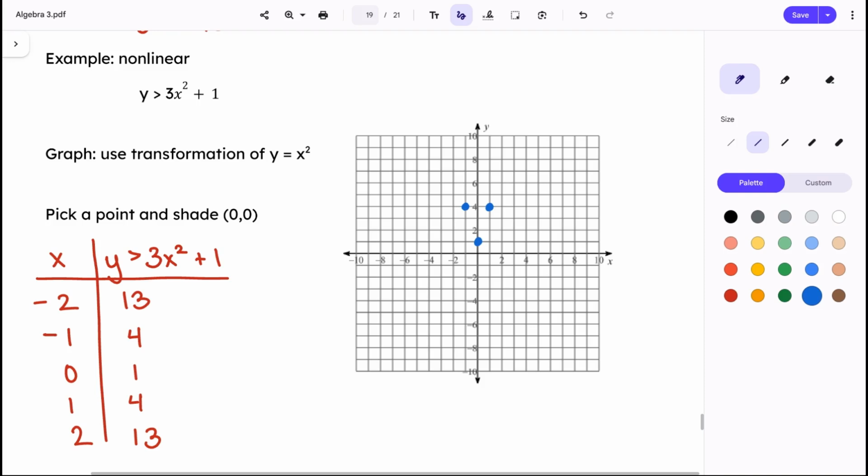When I draw my parabola, should it be solid or should it be dashed? Good, dashed, because I have a less than or a greater than sign here. So this is going to mean dash.